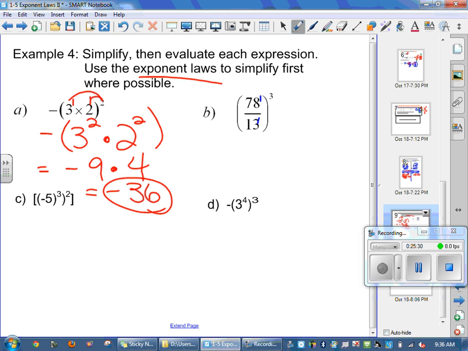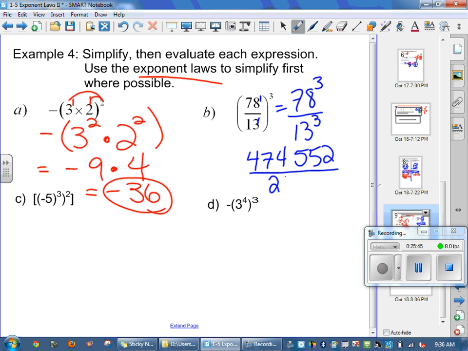That's going to give me 474,552 dividing by 2,197. And I divide those out. And what do we get when we divide those out? Okay, so this is going to give us a 216 as an answer. Let's take a look at C and D.